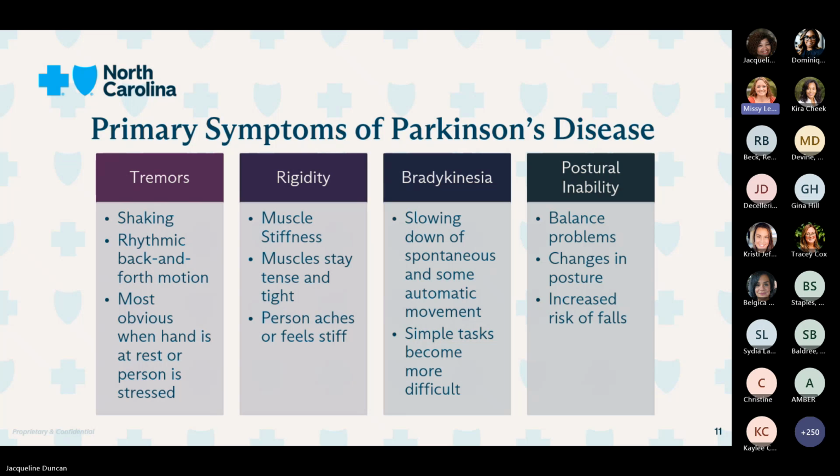Other symptoms not listed here can include mental and emotional health problems, difficulty chewing and swallowing, speech changes, bladder or bowel problems, sleep problems, dementia, and several more.